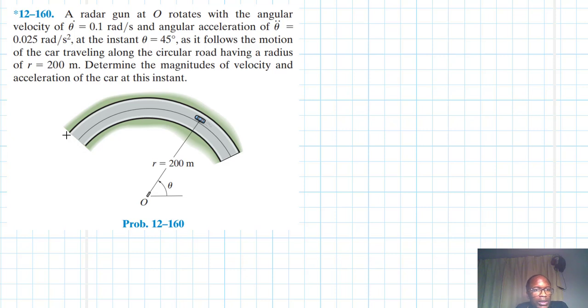The problem reads: a radar gun at O, which is the reference, rotates with an angular velocity of theta dot equal to 0.1 rad/s and angular acceleration of theta double dot equal to 0.025 rad/s² at the instant theta equal to 45 degrees, as it follows the motion of the car traveling along the circular road having a radius of r equal to 200 meters. Determine the magnitudes of velocity and acceleration of the car at this instant.